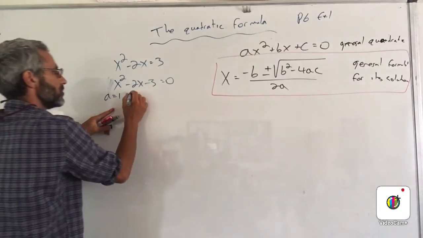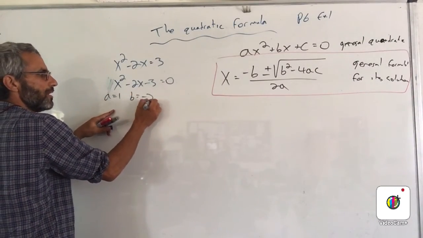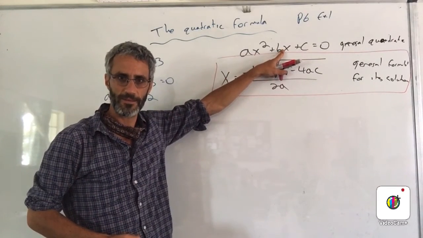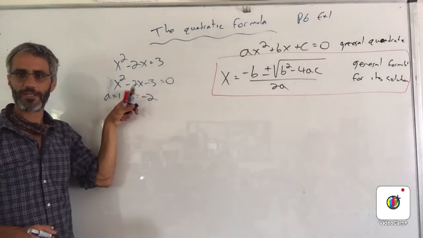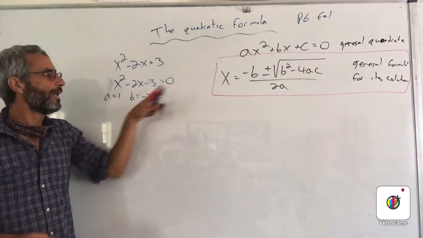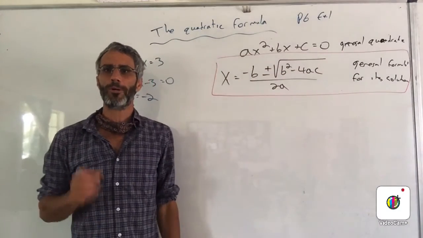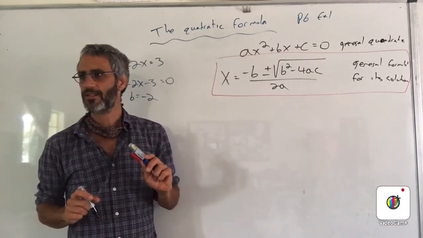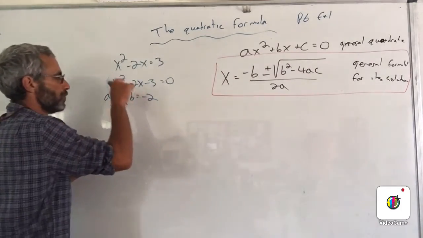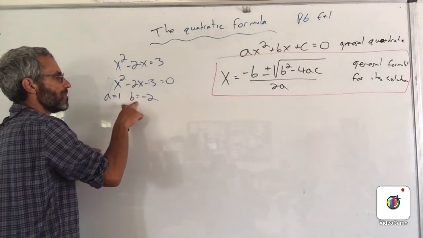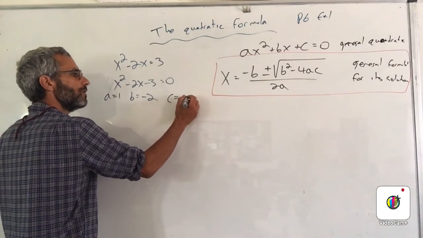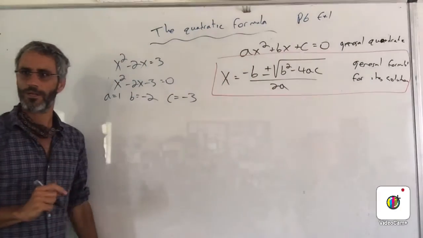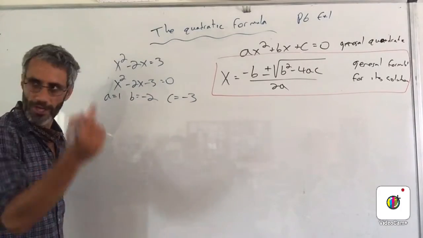What is B equal to in this equation? B is the number in front of the x. So what number do we have in front of the x? Minus 2. These A, B, and C are what we call parameters. They are fixed for a specific equation. The x can be many things, but the parameters are fixed. So for this specific equation, A equals 1, B equals minus 2, and C equals minus 3. C is that free number. I'll do another example after this.